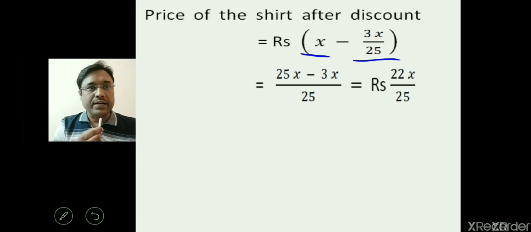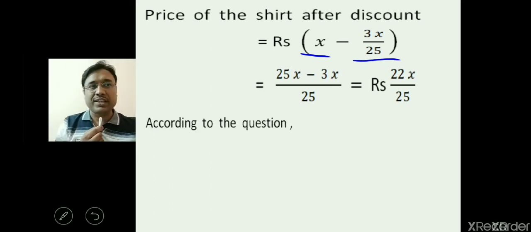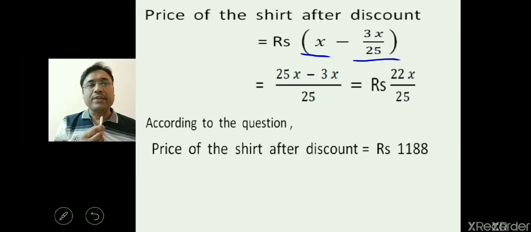Then you will get 25x minus 3x, because here x is x by 1. So 25x minus 3x gives 22x by 25. This is the price after discount. But according to the question, the price of the shirt after discount is 1188.